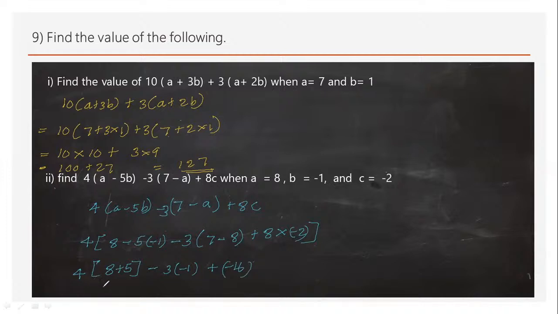Then 8 times 3, 4 times 13, 8 and 5, 13. 4 times 13 plus minus 3 times minus 1, plus 3, plus times minus, minus 16. The answer here: 52 plus 3 minus 16. 52 and 3, 55, minus 16. The answer is 39. Combination of directed numbers and the algebra, right? All together here.